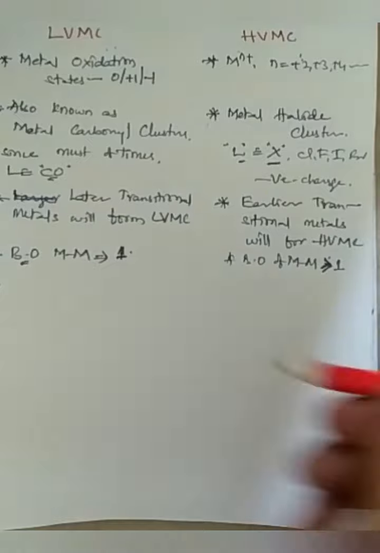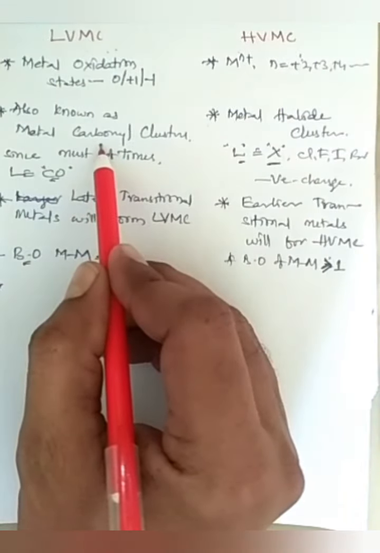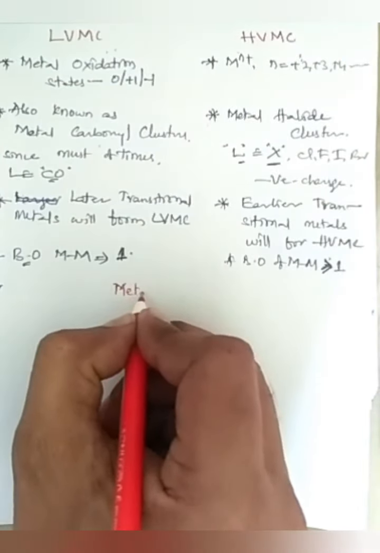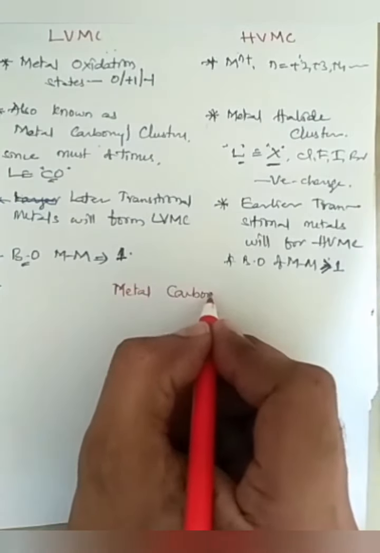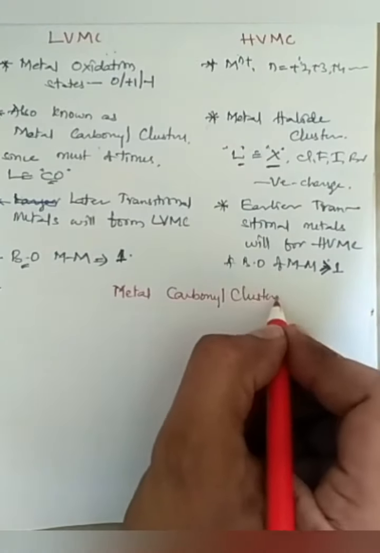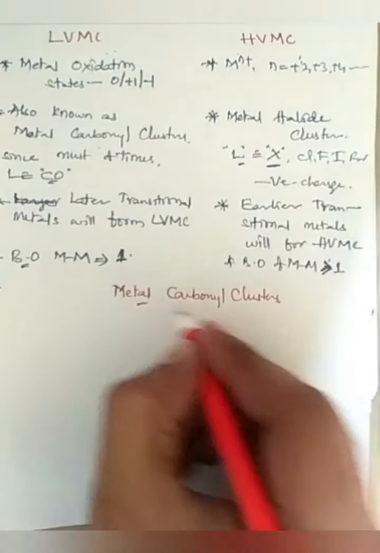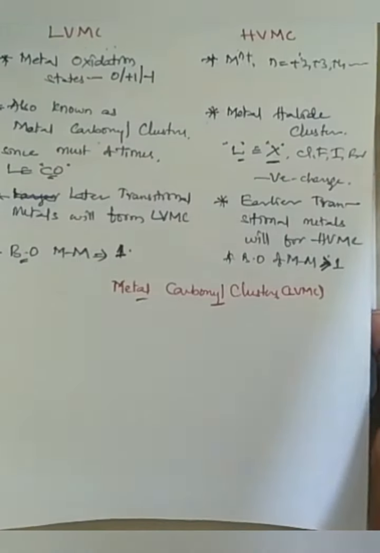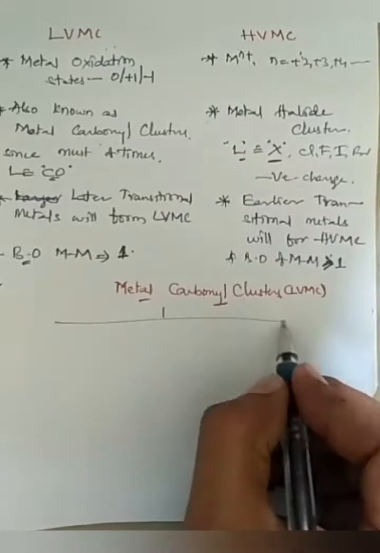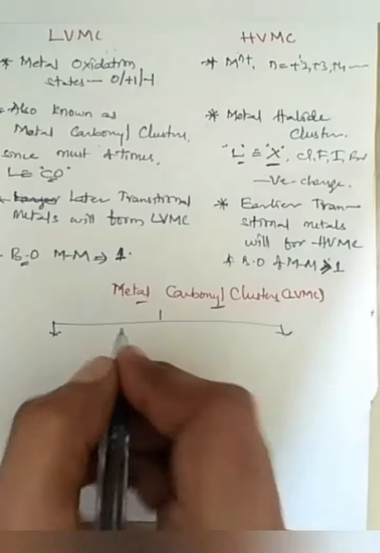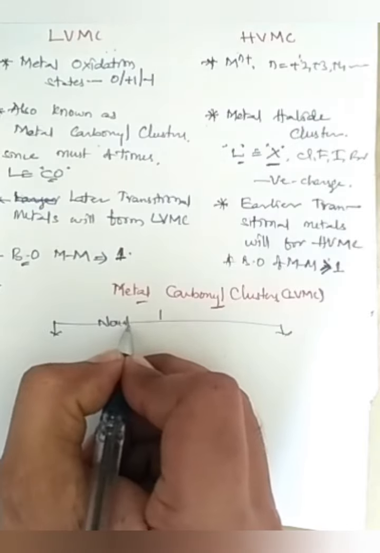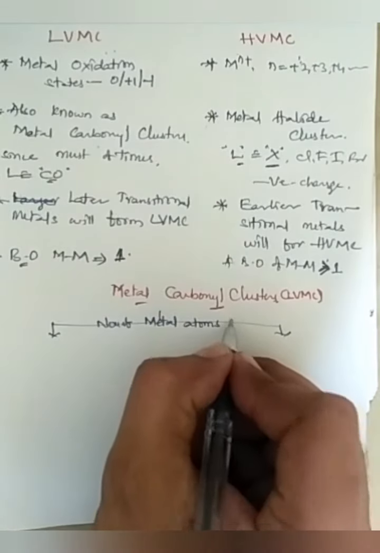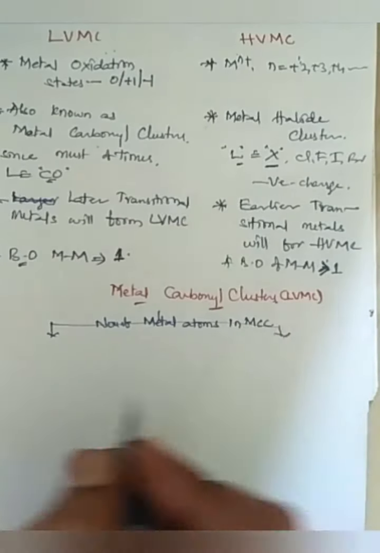Low valence metal clusters are most of the time metal carbonyl clusters. So we are going to have metal carbonyl clusters. And these metal carbonyl clusters, which are low valence metal clusters, are classified into two types, and the classification depends upon the number of metal atoms in the metal carbonyl clusters, right?